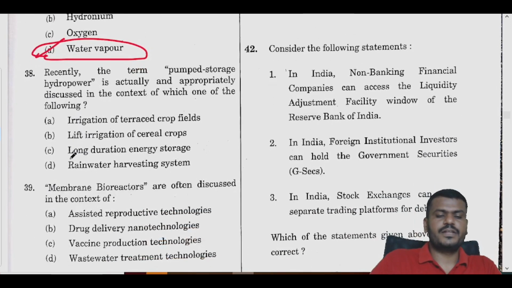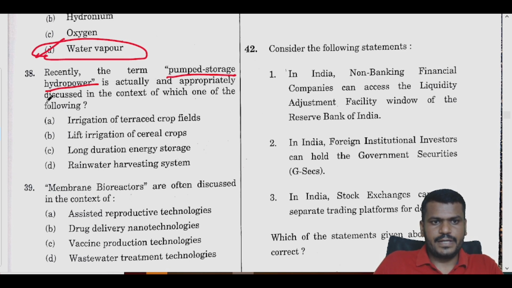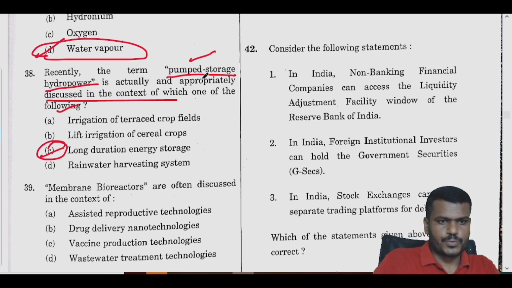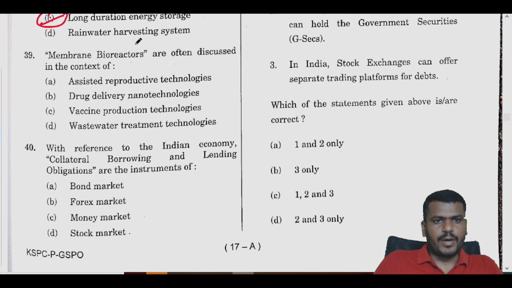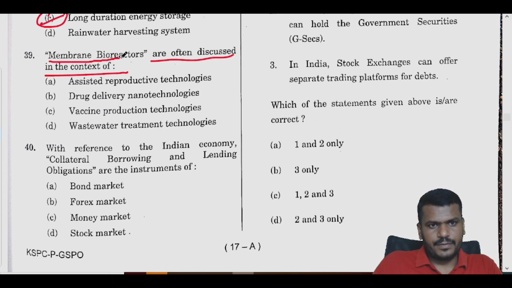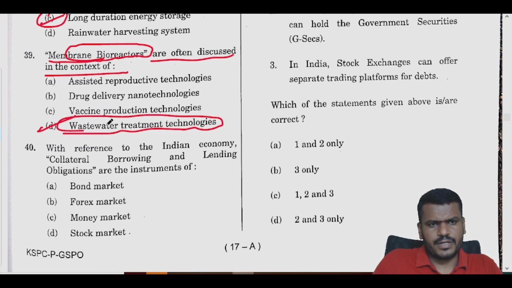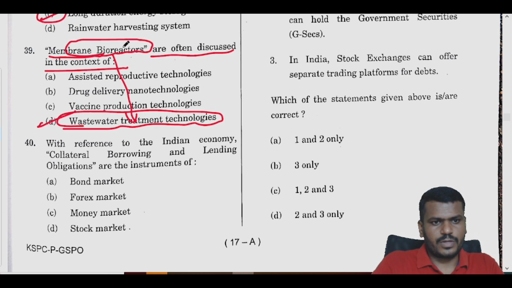37th question. Next, recently the term pumped storage hydropower is actually and appropriately discussed in the context of which of the following they are asking, and definitely in the context of long duration energy storage. Okay, because of that pumped storage hydropower was in news. Okay, next, membrane bioreactors are often discussed in the context of. Okay, see, membrane bioreactors. Okay, so why are they in news? See, wastewater treatment is becoming the biggest challenge in developing countries, and it's a technology of this wastewater treatment. Okay, membrane bioreactors. Okay, remember this.